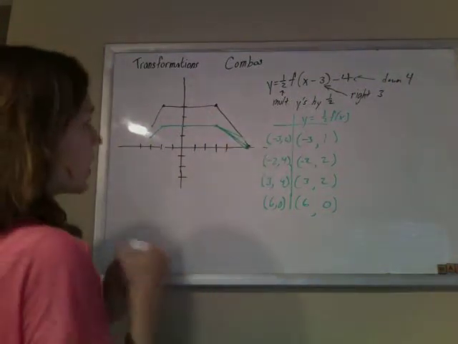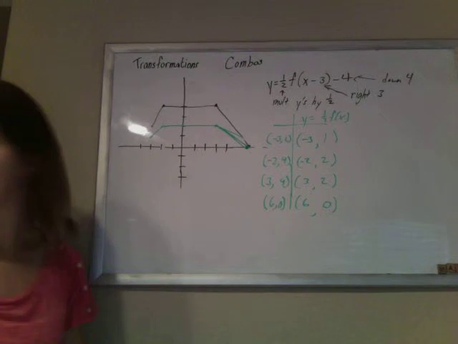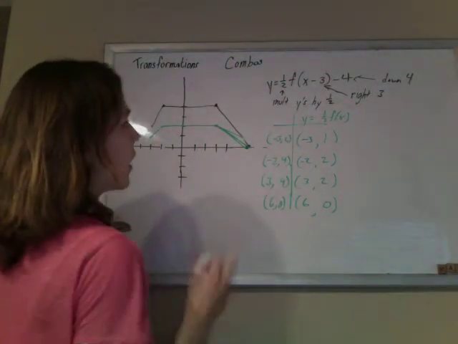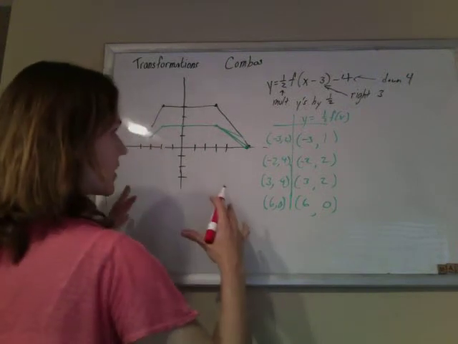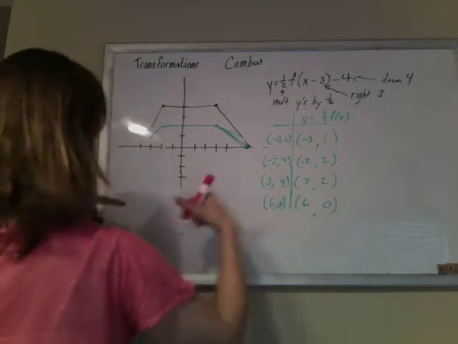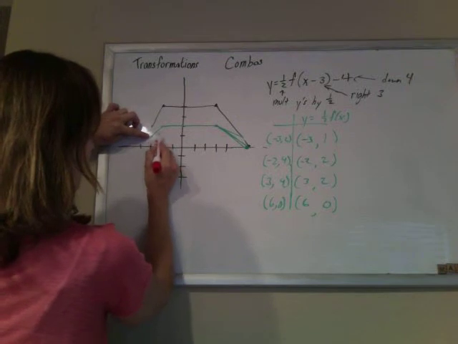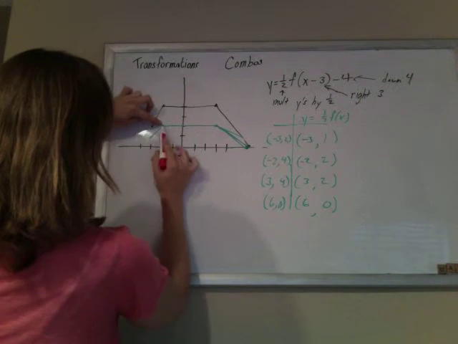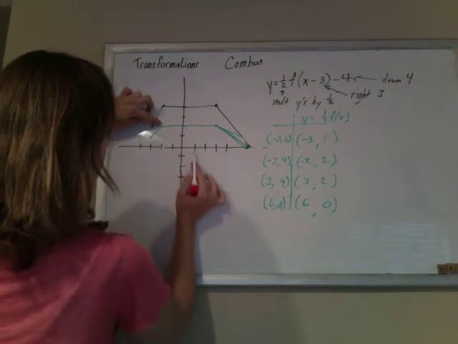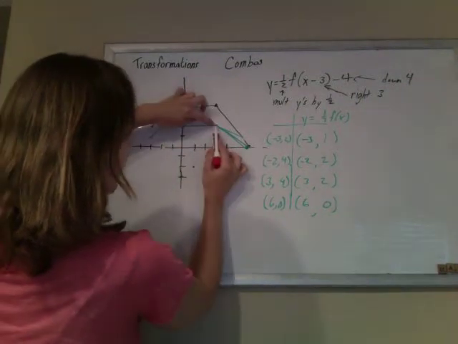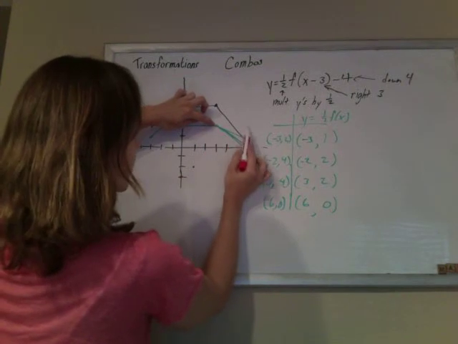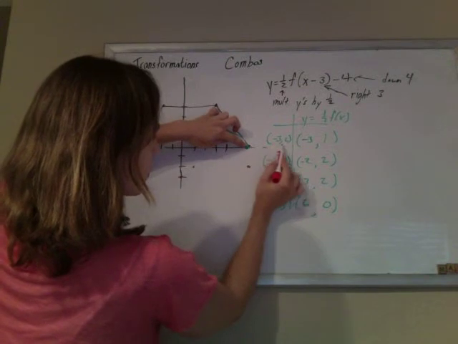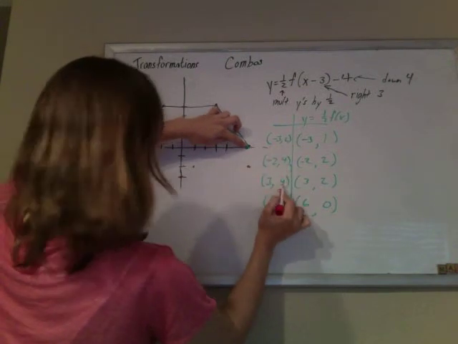Alright, so now that we've got the stretching, shrinking, flipping taken care of, if there were a negative, it would have flipped it over. But we've gotten that taken care of, we're going to move everything to the right 3 and down 4. So grab that point, move it 1, 2, 3, right, 1, 2, 3, 4, down, bang. Take that point, move it the same way, bang.